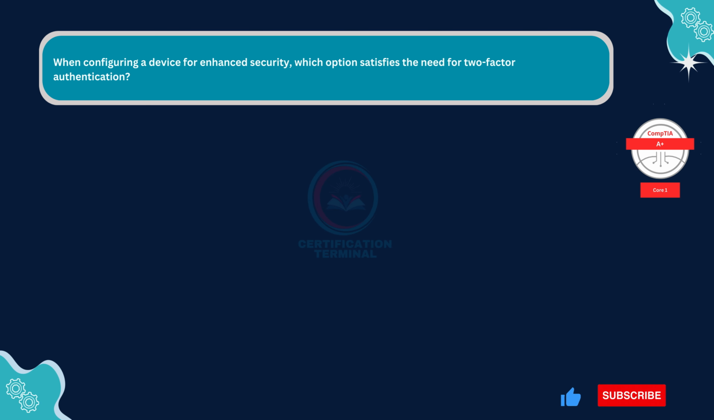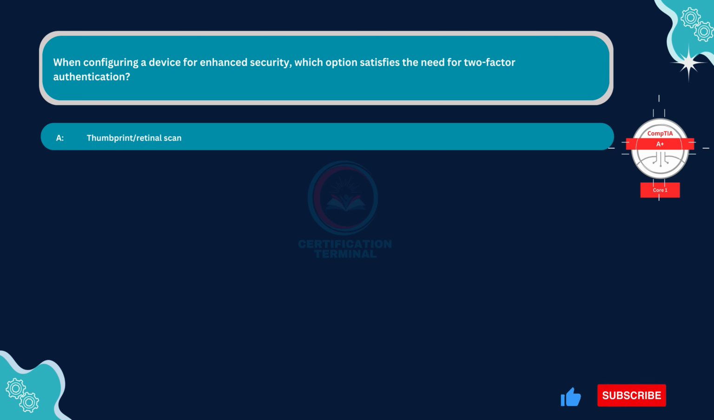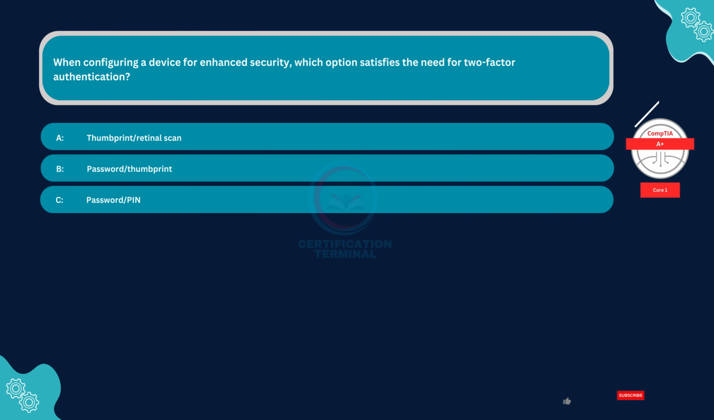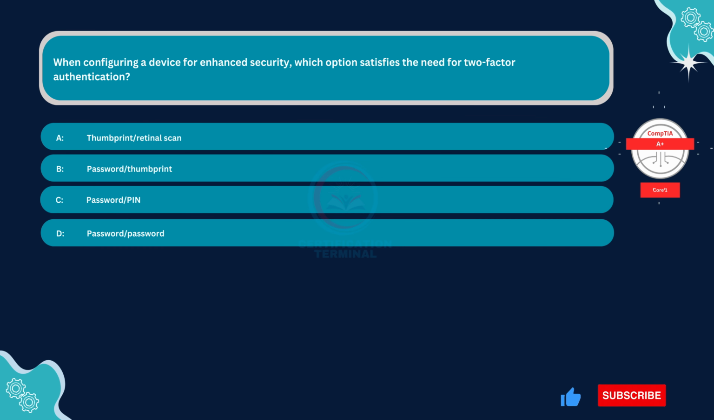Next question. When configuring a device for enhanced security, which option satisfies the need for two-factor authentication? Option A, thumbprint and retinal scan. Option B, password and thumbprint. Option C, password and PIN. Option D, password and password.